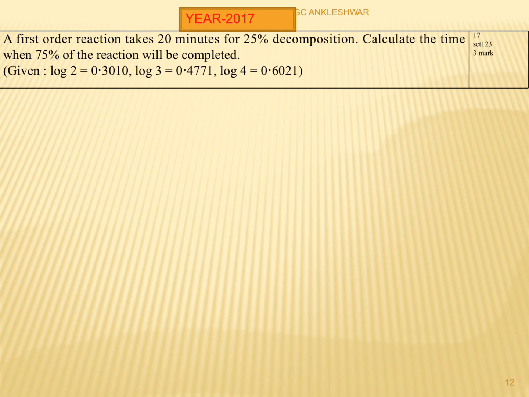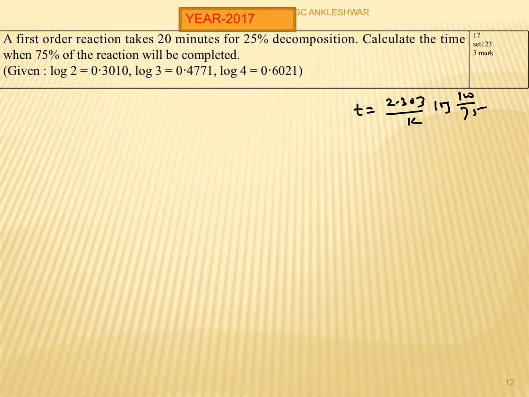75% will be completed. It means in the first part, 25% is decomposed in 20 minutes. It means 75% is remaining. The final concentration is 75, if initial is considered as 100. So in the first part you will use this formula: t is equal to 2.303 by k log 100 by 75.